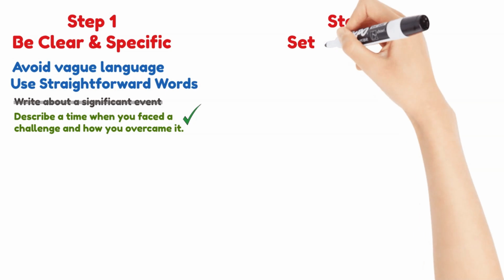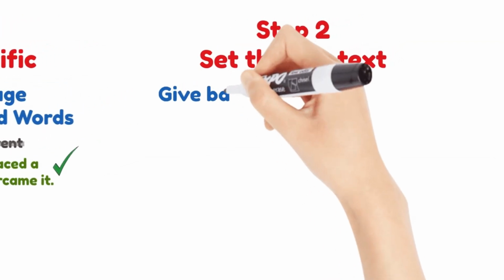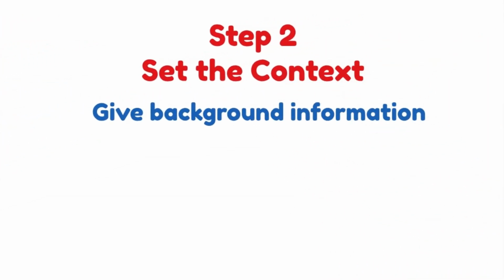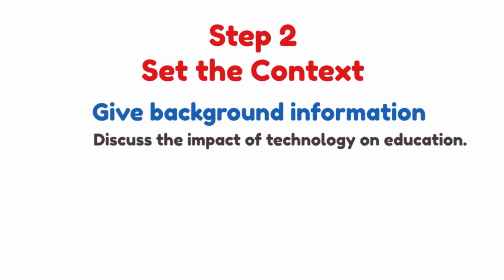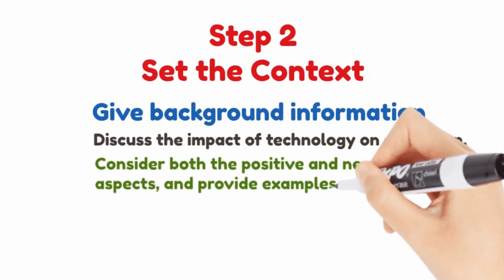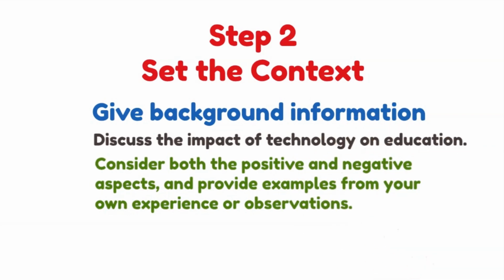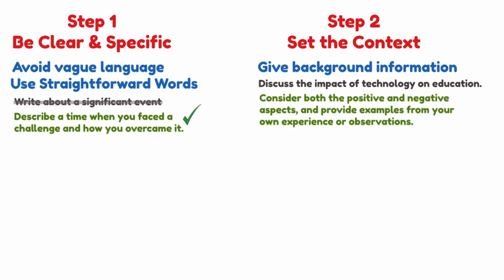Step 2. Set the context. Next, provide some context for your prompt. This means giving background information that helps the writer understand what you're asking for. For instance, if your prompt is, "Discuss the impact of technology on education," you might add, "Consider both the positive and negative aspects and provide examples from your own experience or observations." This context encourages the writer to think critically and back up their ideas with examples.